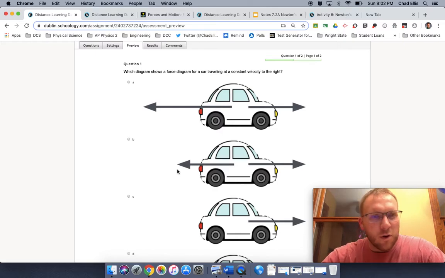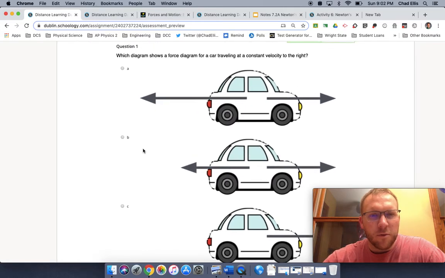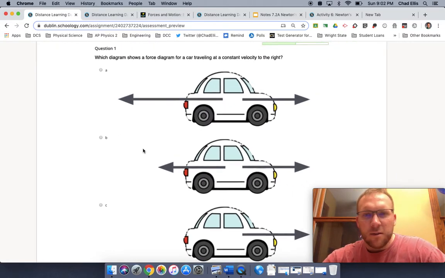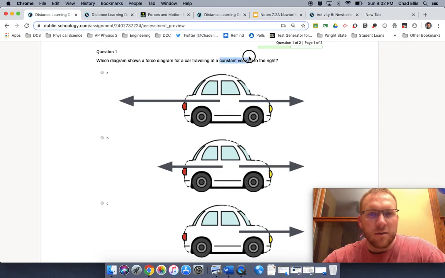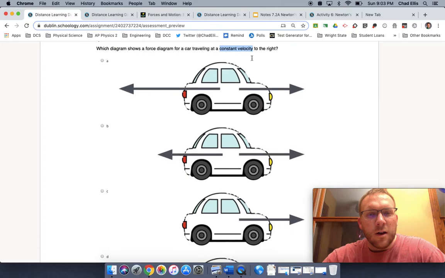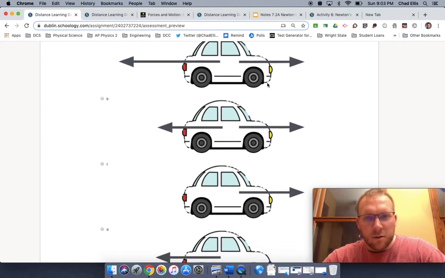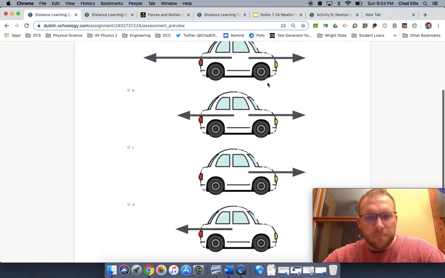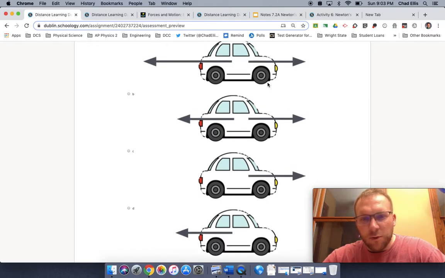So we started with this question here. The question says, which diagram shows a force diagram for a car traveling with a constant velocity to the right? Basically, constant velocity means something that's not speeding up, not slowing down, and not changing direction. It's always going the same speed in the same direction. These were our four choices. Everyone's was a little bit scrambled, but this is the general layout of what we had. And here's what you said before the lesson.